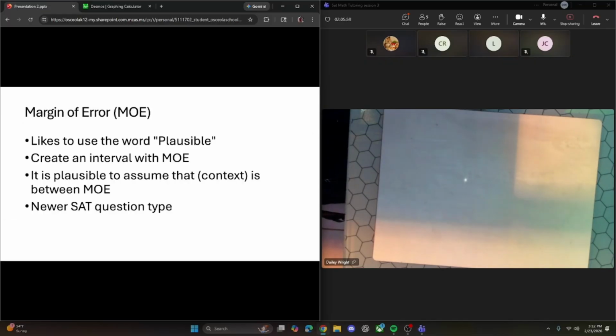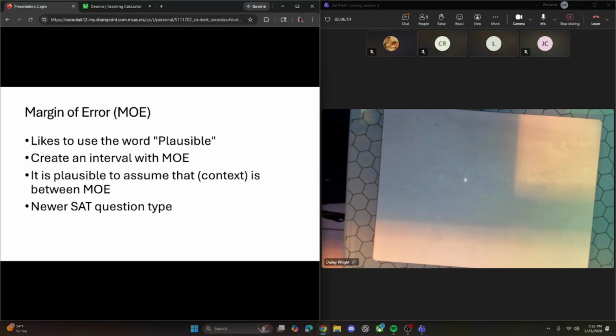So, margin of error. The SAT likes to use the word plausible. In most of these, you're just creating an interval with your margin of error. It gives you the margin of error, and you want to create the interval. It's never asked you to solve for a margin of error, and I do not think it ever will.